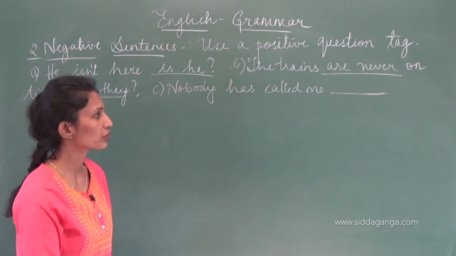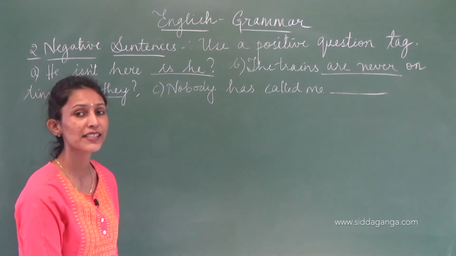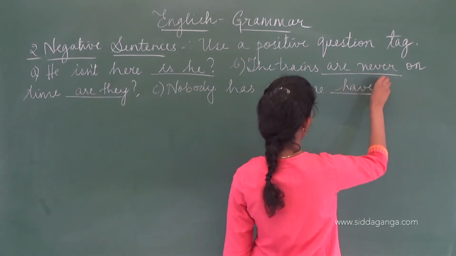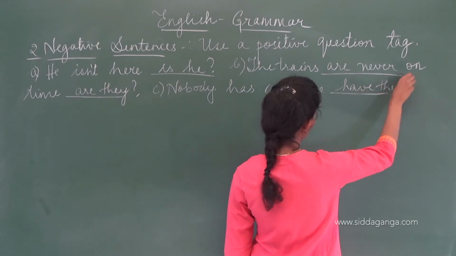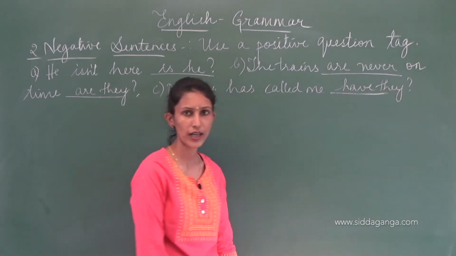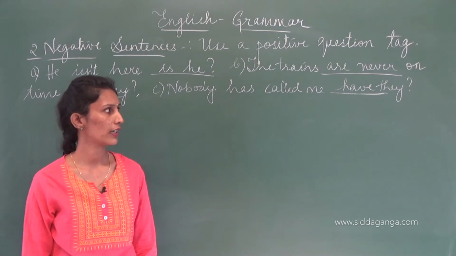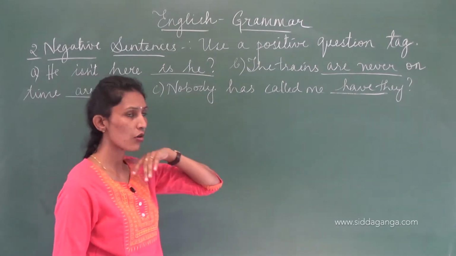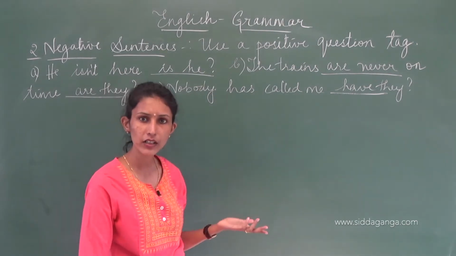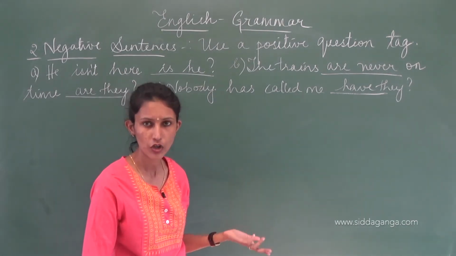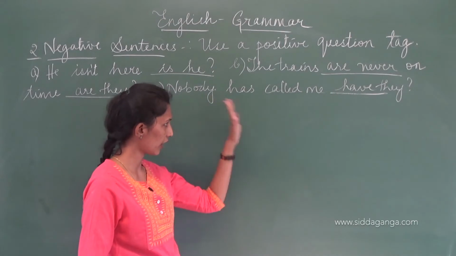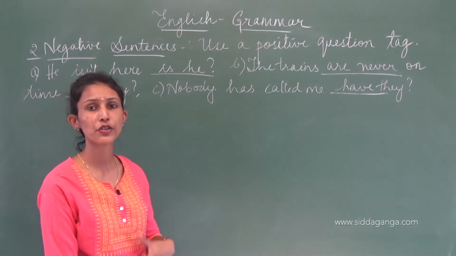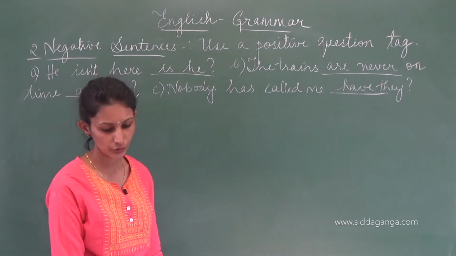So nobody has called me, has becomes have there, have they. Now we have learnt about how it changes from has to have. Go back and look at your lessons on tenses and subject verb agreement. Nobody has called me. Have they called me? No, nobody has called me. No, not, never, none. Okay, alright. So these are negative sentences where you use a positive question tag.